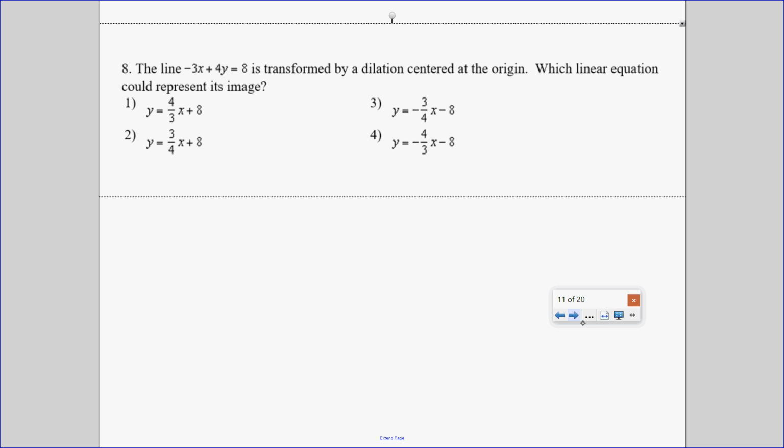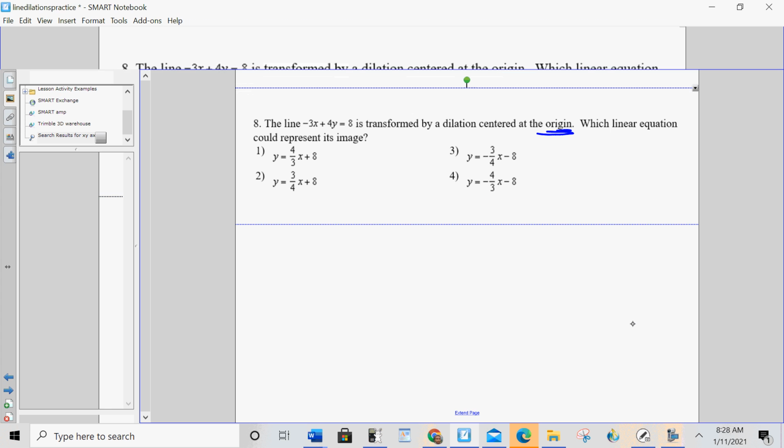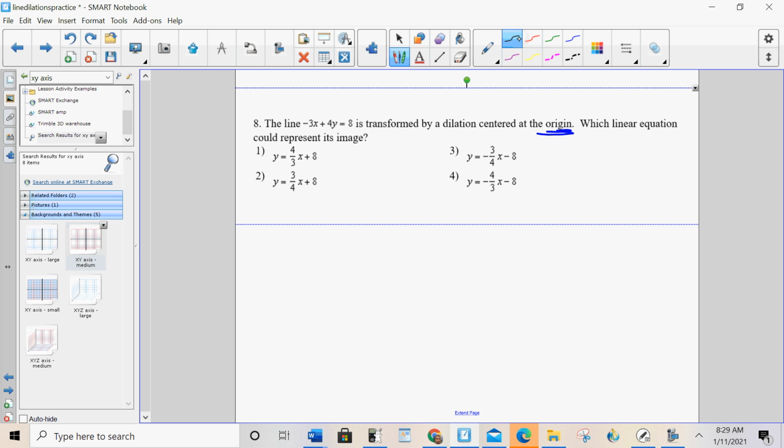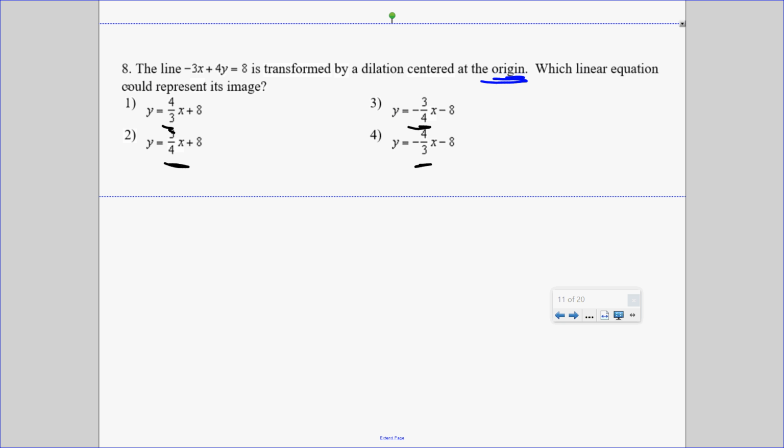Number 8 is the same thing. Yes, no, no. 8 is not the same thing. Because now it's telling me the center, and it's giving me, actually, no, it's not. It is the same thing. So since all the slopes are different, all I need to know is the slope. So, line dilation, parallel, keep the slope.